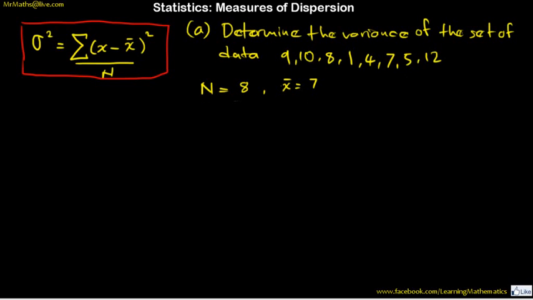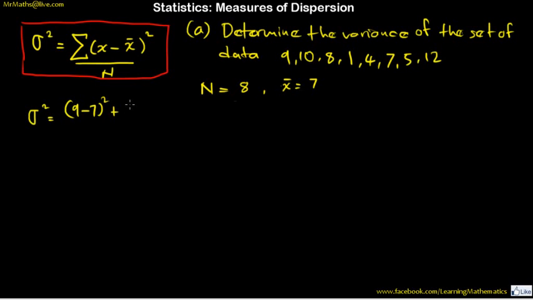Then let's calculate the variance here. So variance is the summation of X minus X bar, squared. What we need to do is get a measure of how dispersed the data is from the mean. Okay, so take a look at this. First one is 9 minus 7. So we look at the data point 9 and see the difference between this number and the mean. Okay, and then we square it.